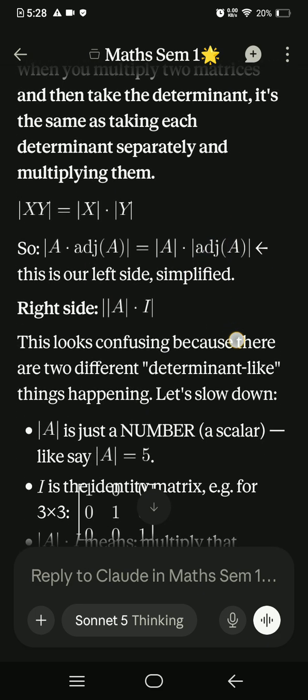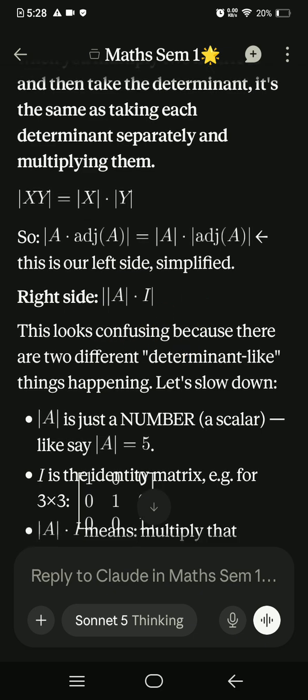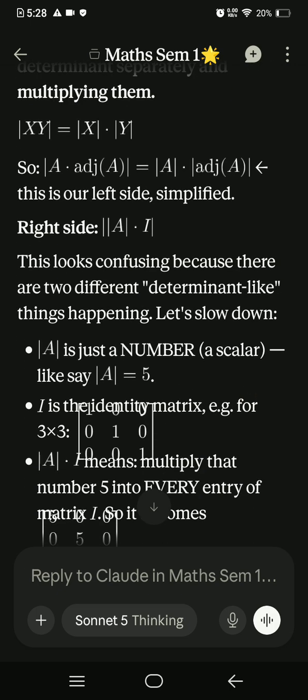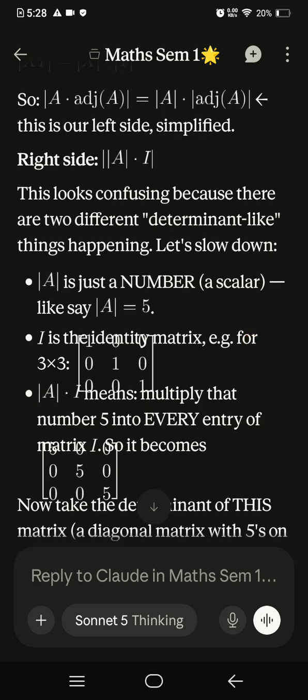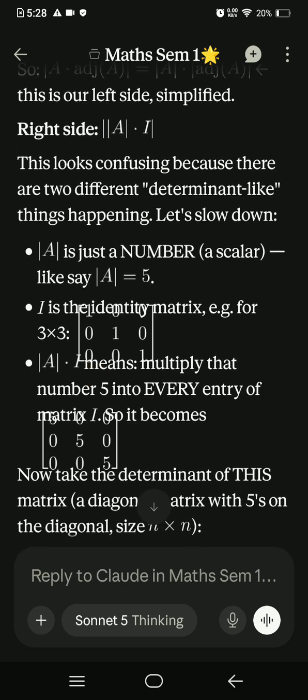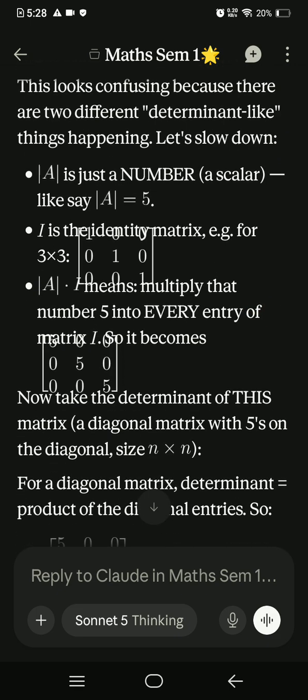Fine, so this is the left side simplified; now the right side. This looks confusing because two different determinant-like things are happening. Let's go down. So this is just a number. The determinant of A is just a number, a scalar, let's say 5. I is the identity matrix. For example, we have this 3 by 3 identity matrix. If we multiply a scalar with the identity matrix, it just means multiplying that number into every entry of the matrix, so it becomes this.